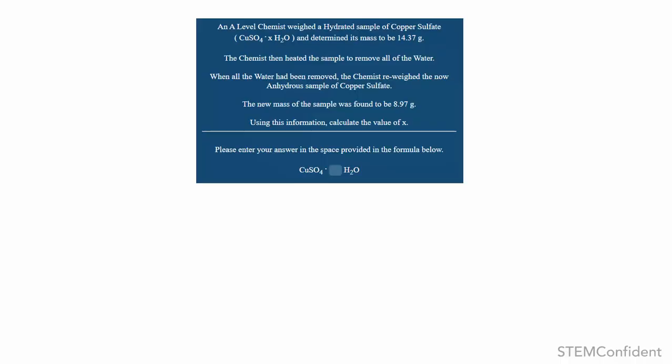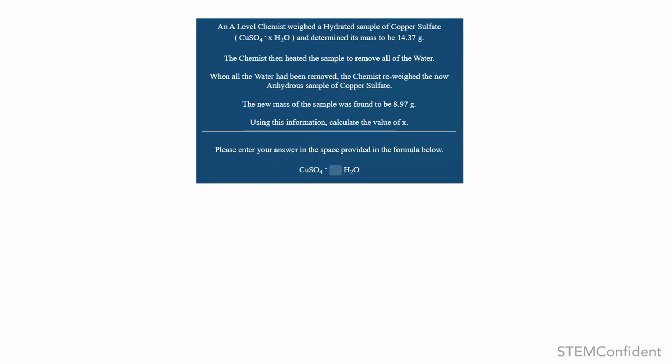Okay, so here we've got some copper sulfate, and we've got 14.37 grams of hydrated copper sulfate. And we're also told that the anhydrous sample has a mass of 8.97 grams, and we need to find out the value of X, right?